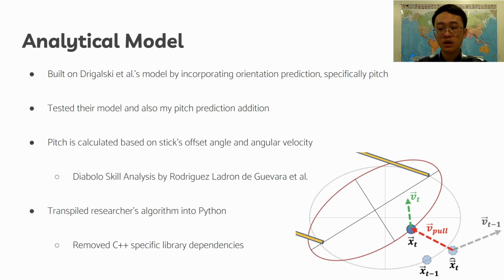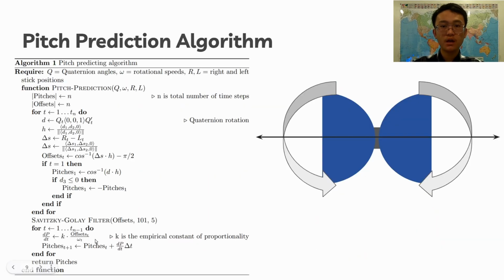So here you can see a diagram Dragulski et al. used in their article. It shows how their prediction algorithm was based on Diabolo position and also different factors like velocity, which predicted the next Diabolo position. Here's a pseudocode version of my pitch prediction algorithm. It might seem a little complex, but basically the first for loop calculates all the offsets plus the first pitch value.